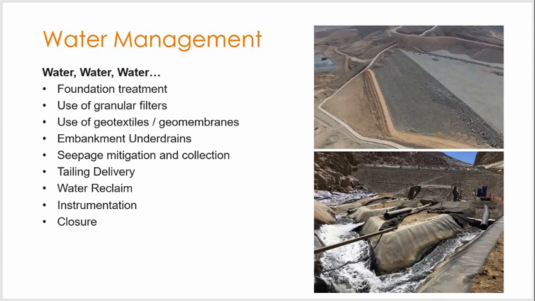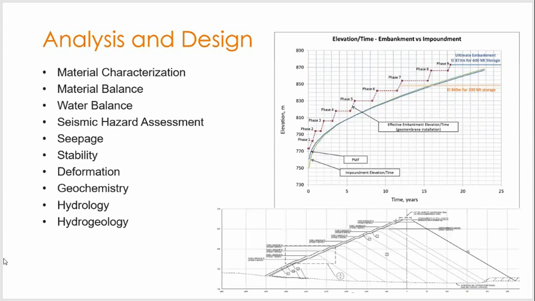And there's a lot of analyses and design, as I mentioned earlier at the very beginning with my day-to-day responsibilities. There's a lot of analysis and design that goes into these facilities. The first is material characterization. It's important to understand what the properties of your tailings material are. What are the particle size gradations? Are we going to have enough coarse fraction to raise the dam out of cyclone sand? Or are we going to have to use a borrow source to raise the dam?